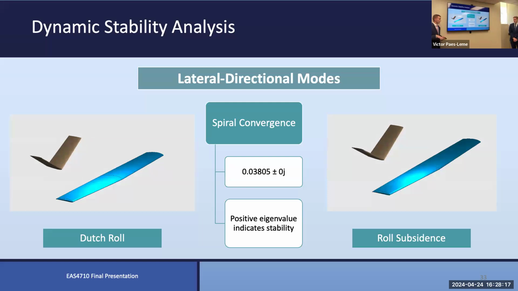And lastly, we have the spiral convergence. This is not as exciting of a video to show. It's more important just to note that the eigenvalue is positive and that we are on the stable side of the spiral convergence.